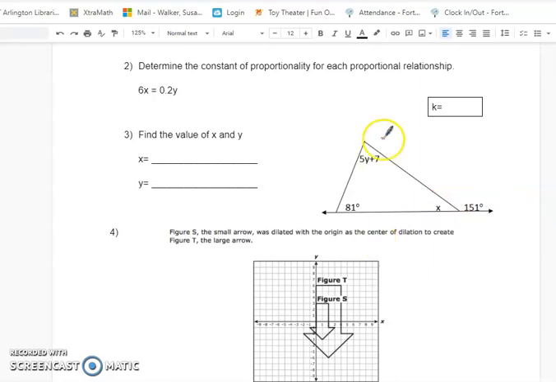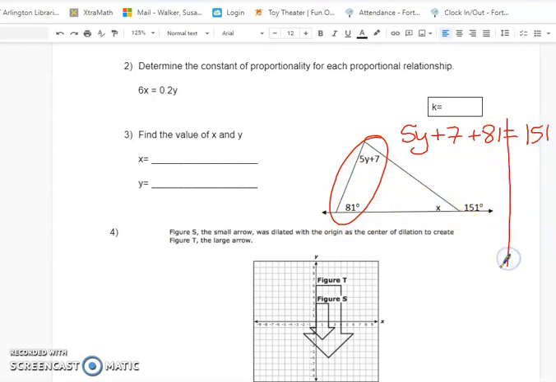here, remember the remote angles to this, they add up, right? 5y plus 7 plus 81, those add to 151. So 5y plus 7 plus 81, remember it equals this exterior angle. Okay? It equals that exterior angle.